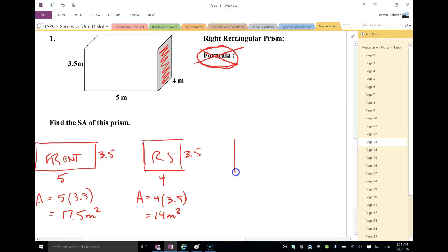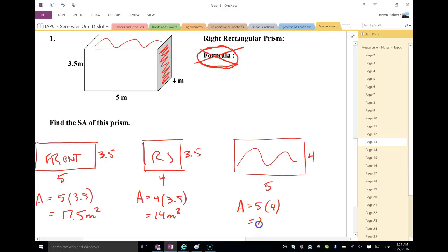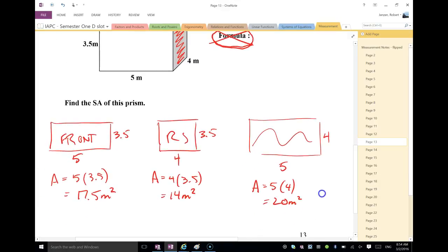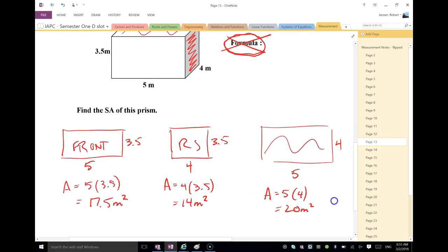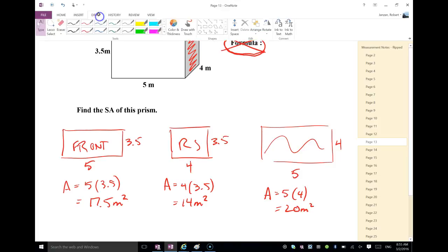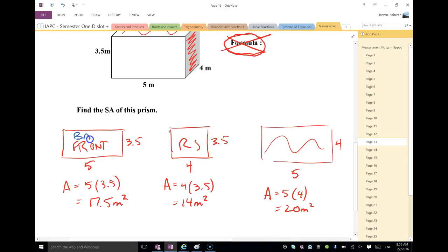And then let's look at the top of the shape. Again, you have to visualize turning the shape around, and you're going to see that. What does it look like? 5 times 4, area is 5 times 4, 20 meters squared. I'm going to stop there. Why? Are there only 3 sides on that prism? Well, no, but the front is the same as the back. The right side is the same as the left side. And the top is the same as the bottom. It won't always be like that, but in a rectangular prism it is.